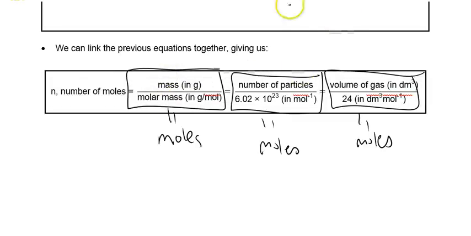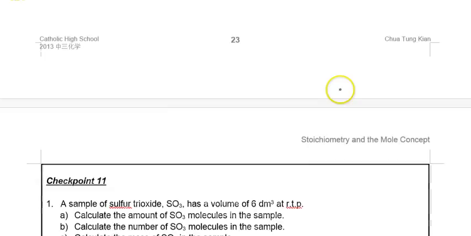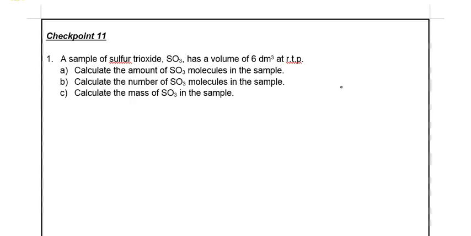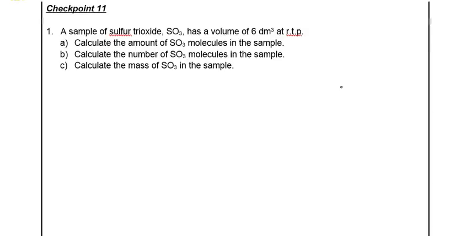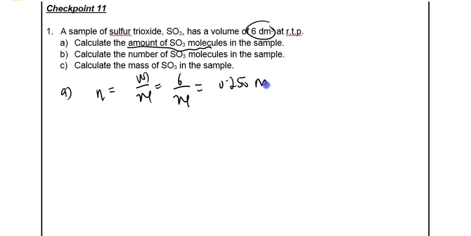So let's test this out on checkpoint 17's questions. Pause the video now and attempt checkpoint 17. Alright, so for checkpoint 17, question number 1a. A sample of sulfur trioxide has a volume of 6 dm cube at RTP. We must calculate the amount of SO3 molecules. This is quite simple. 1a is simply number of moles equals volume over 24, 6 divided by 24, and I will have 0.250 moles.